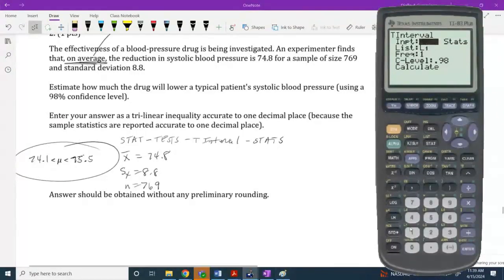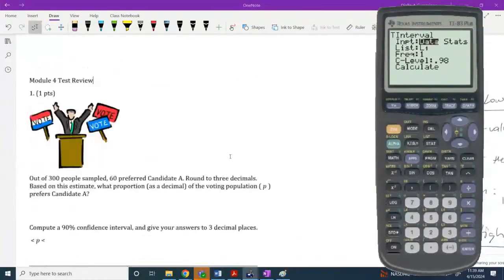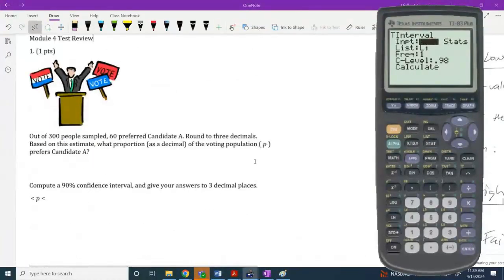So let's go back to number 1 and then we'll take a look at the hypothesis test. All right, so this is number 1. So just notice in the problem, we see this little notation. This denotes a confidence interval. And they're giving us P in the middle. So this would be a proportion.